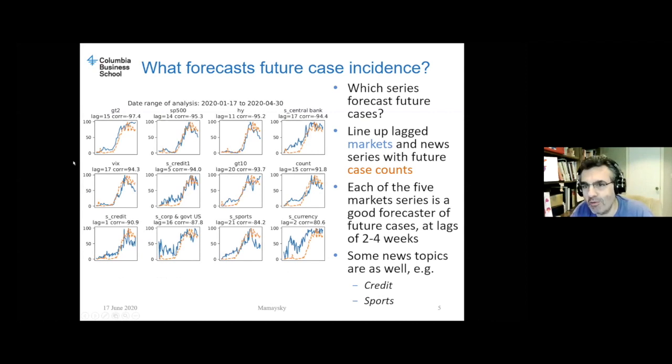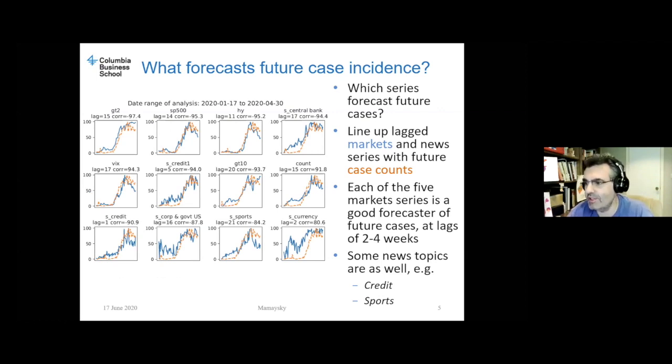The first thing that we notice is that if you ask what forecasts future case incidents, it turns out that the reactions of the 5 markets line up fairly nicely with future case incidents at a lag of 2 to 4 weeks. So apparently financial markets, despite all the craziness and everything else that goes on, were very good forecasters of future case outcomes.